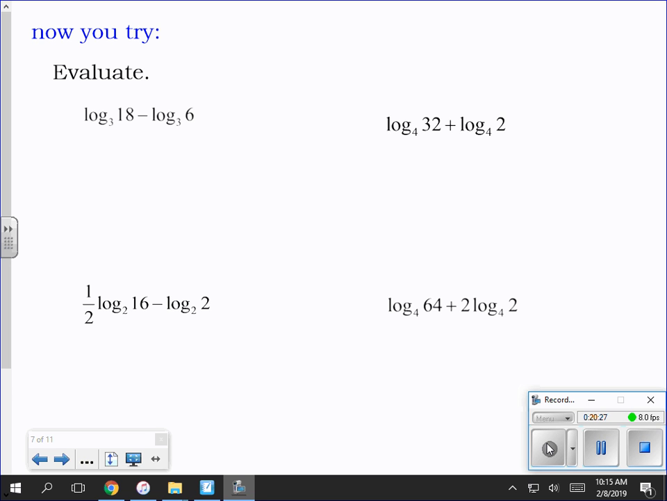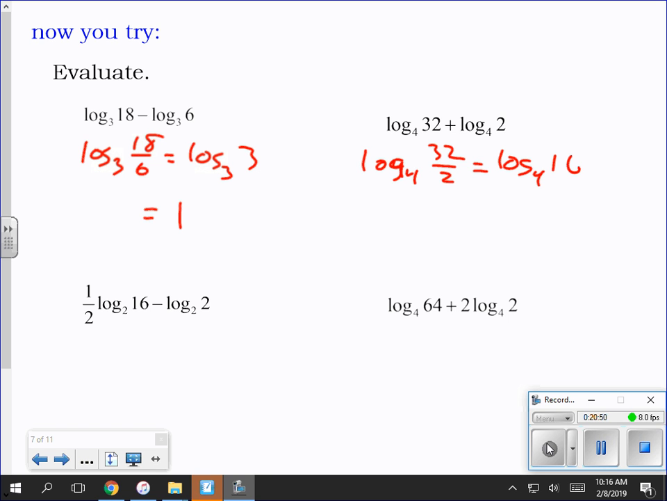So let's do this. Okay, so the first one, log base 3 of 18 divided by 6, which is log base 3 of 3, which is 1. This is log base 4 of 32 divided by 2, which is log base 4 of 16, which is log base 4 of 4 squared, which is 2 log base 4 of 4, which is 2.